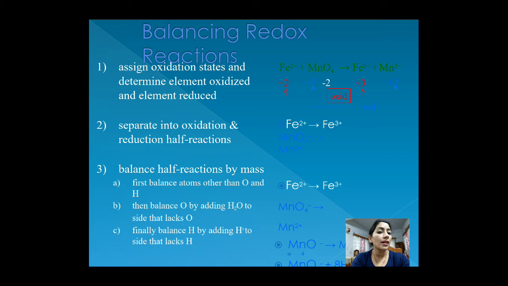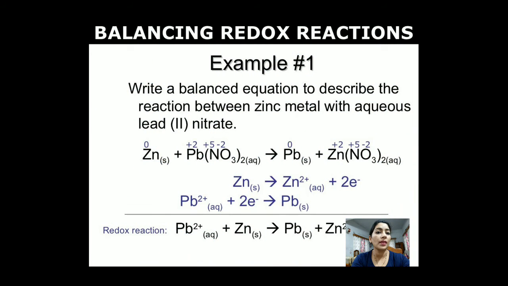Third, balance the half reactions by mass. First, balance atoms other than oxygen and hydrogen. पहले बाकी सारे जितने भी एलिमेंट हैं उनको बैलेंस करो. Then balance oxygen atoms: wherever there is a shortage of oxygen, we should add water. Finally, balance hydrogen by adding hydrogen ions on the side lacking hydrogen.